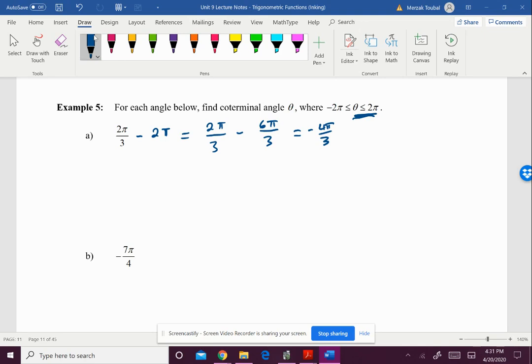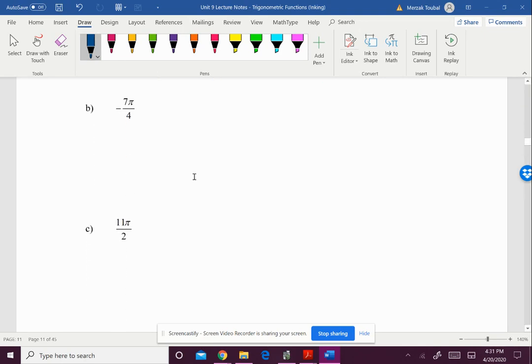Negative 7 pi over 4, well, that's obviously smaller than 2 pi, that's for sure, because it's negative. But is it smaller than negative 2 pi or bigger than negative 2 pi? Let's reason with it.